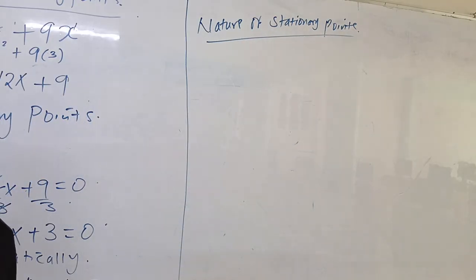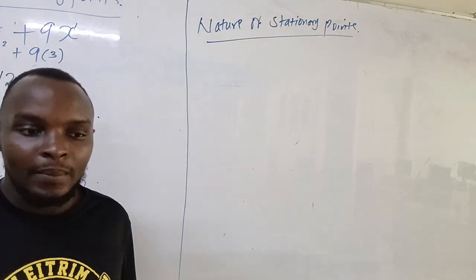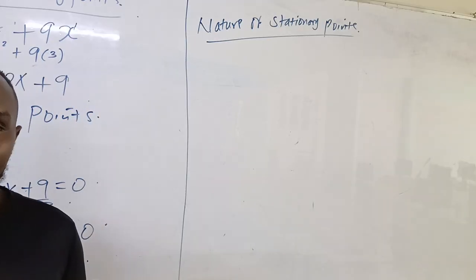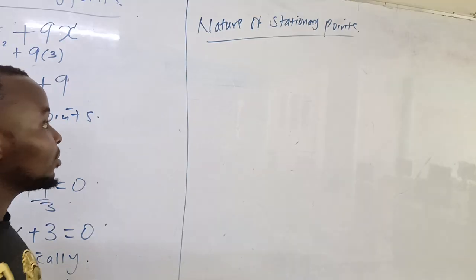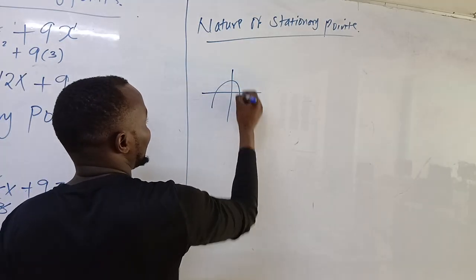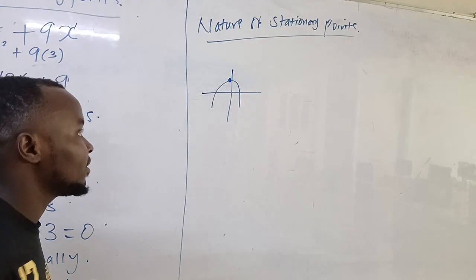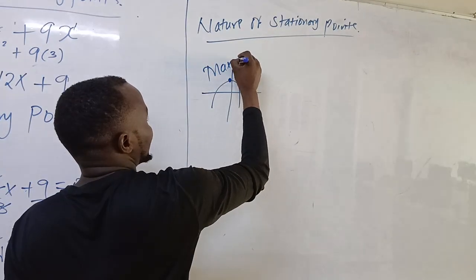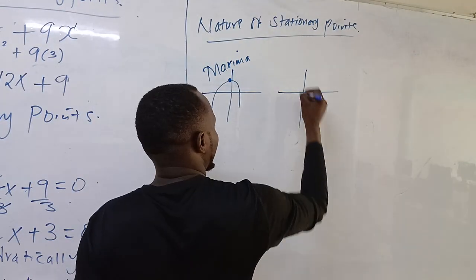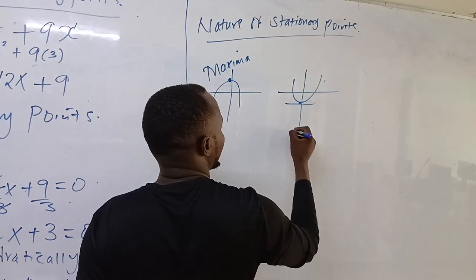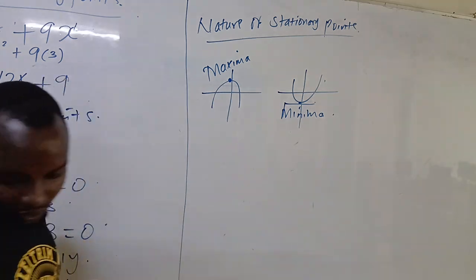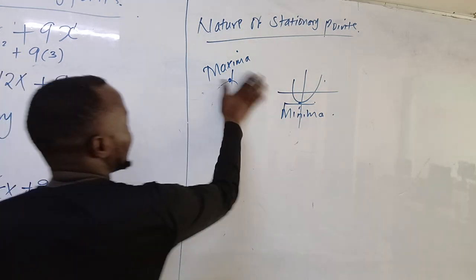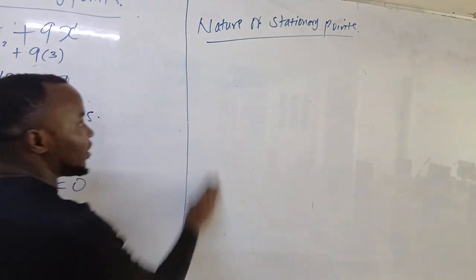In the nature of stationary points, we test whether the stationary point is a maxima or a maximum point, a minima or a minimum point, or a point of inflection. It's a maximum point if it is the topmost point in your curve. This one is a maximum point. It's a minimum point if it is the bottommost point. So this one is a minimum. So we shall test that, and we test using our table with the values of x.